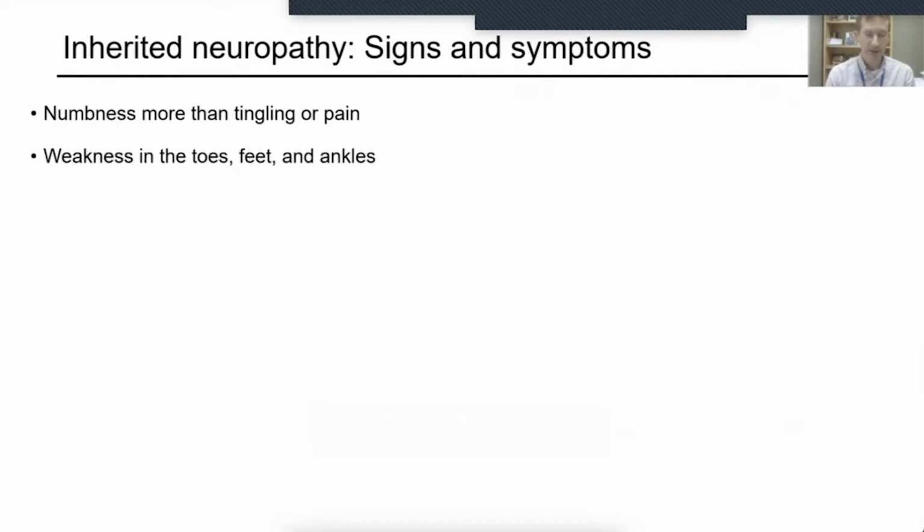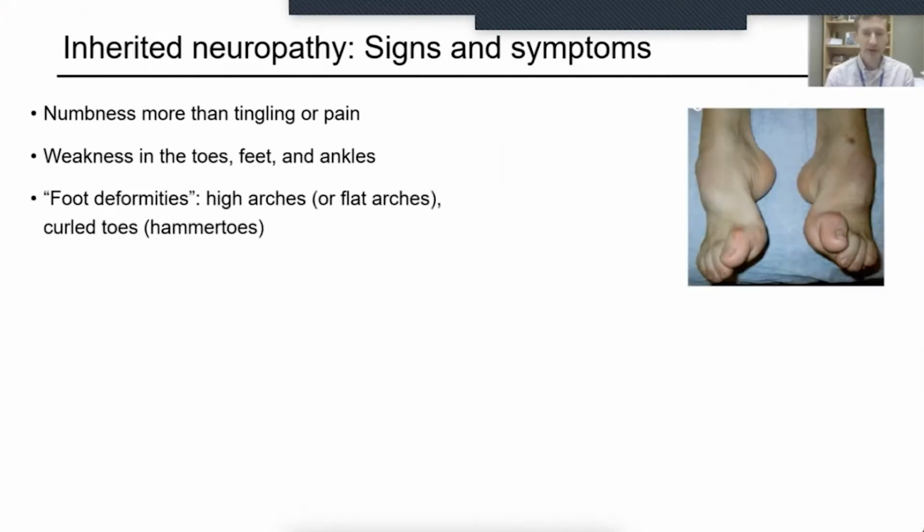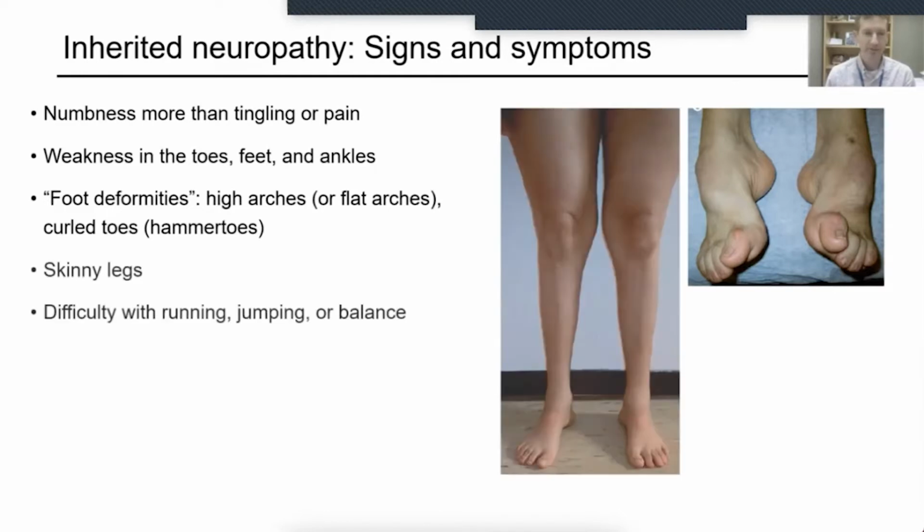We also tend to see weakness in the toes, feet, and ankles first. Changes in the way the feet look are quite common with inherited neuropathy. So there's what we call high arches or pes cavus. Sometimes they're flattened arches, and sometimes these hammer toe changes, this curling of the toes, can be quite suggestive of an inherited neuropathy, particularly if they happen early in life. These can happen for other reasons as well, so having changes in the way your feet look does not necessarily mean that it's an inherited neuropathy.